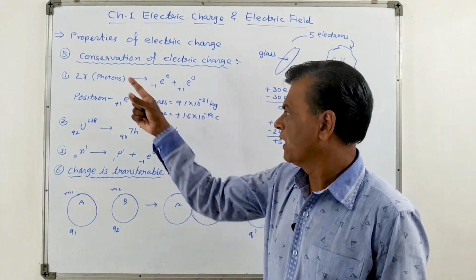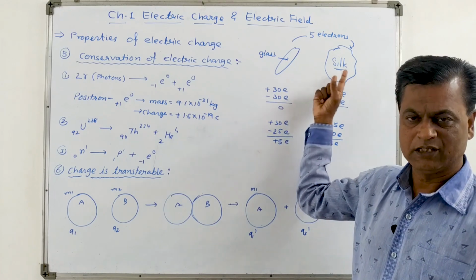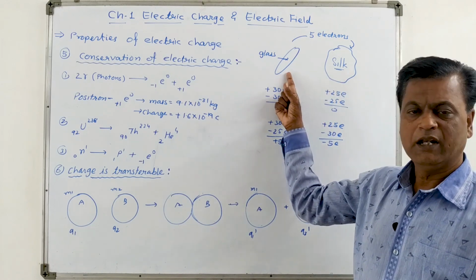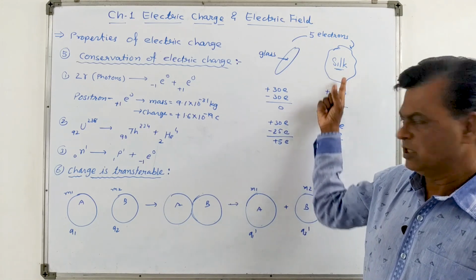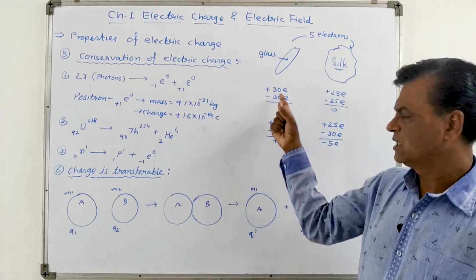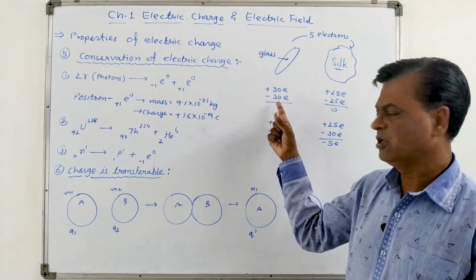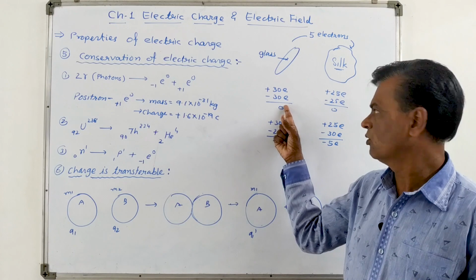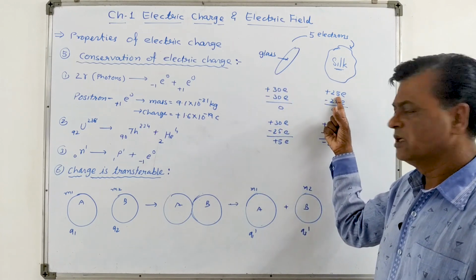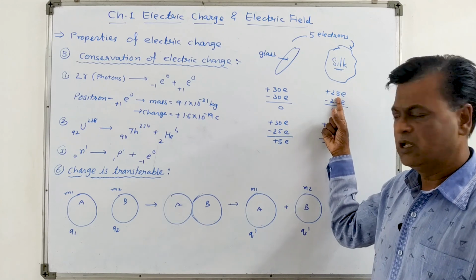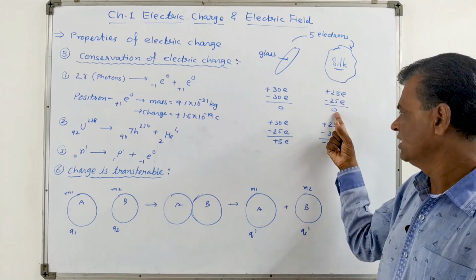To explain this fact, conservation of electric charge, consider a pair of glass rod and silk cloth. Initially, the net charge of the glass rod is 0, and the net charge on the silk cloth is also 0. To specify this, consider there are plus 30 E positive charge and minus 30 E negative charge on the glass rod, so the net charge is 0. Similarly, consider plus 25 E positive charge and minus 25 E negative charge on the silk cloth, so the net charge is 0.